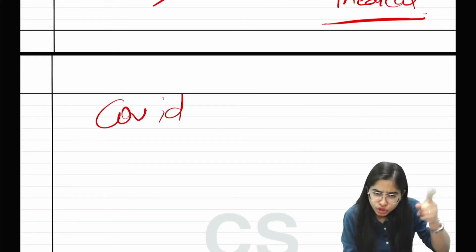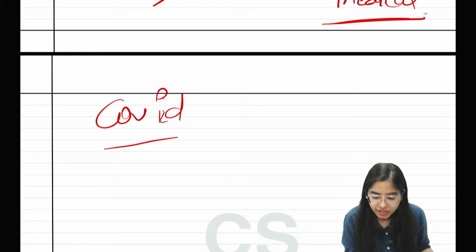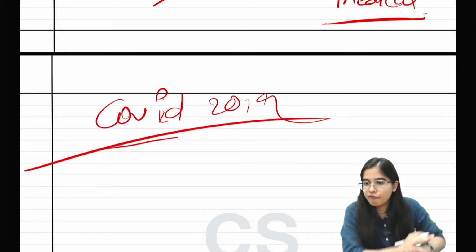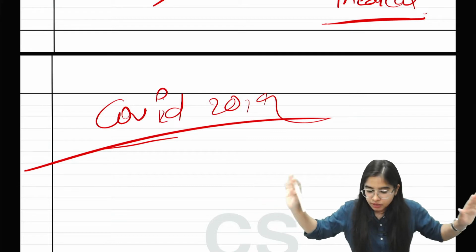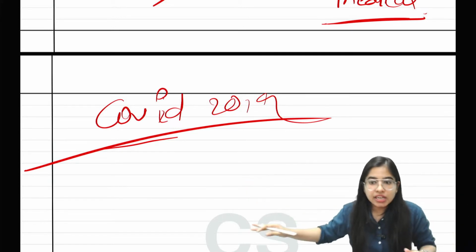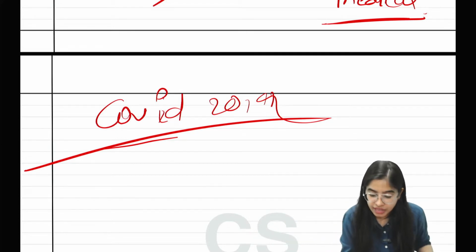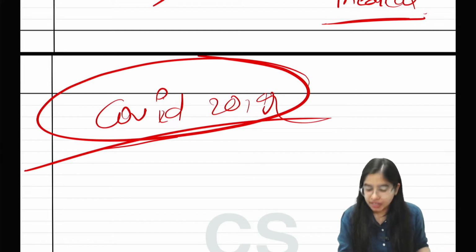COVID hit, did you know COVID would come? No, you didn't know. So COVID hit India in 2019. Everything was shut, like movie theaters, physical classes, face to face classes, everything was shut, madam. That affected your business badly. That is your business environment.